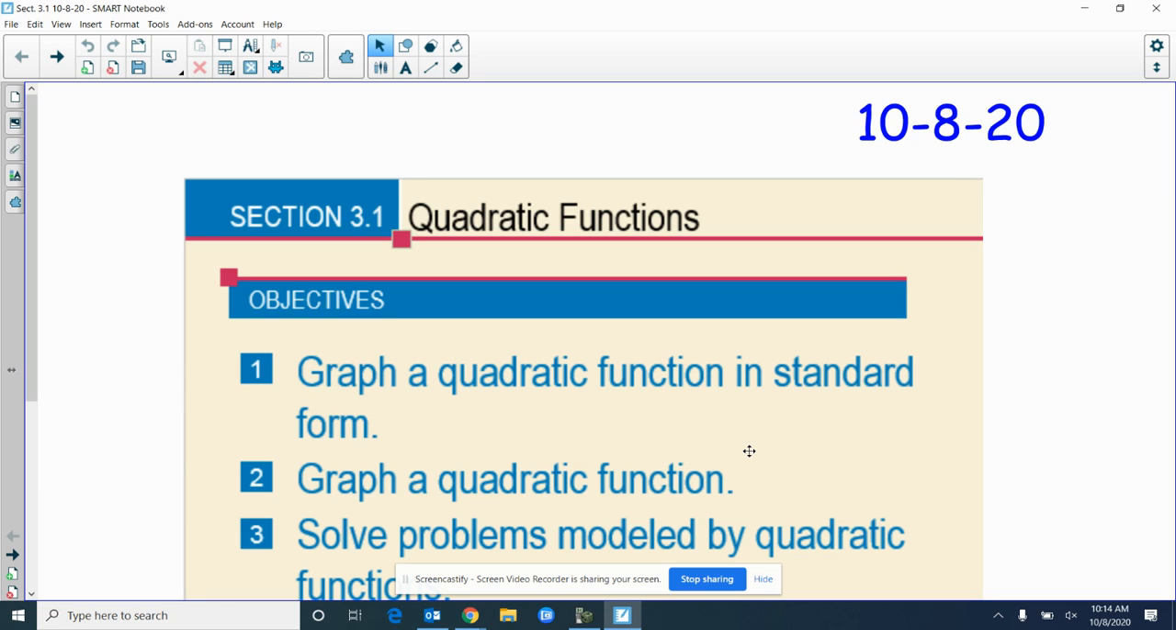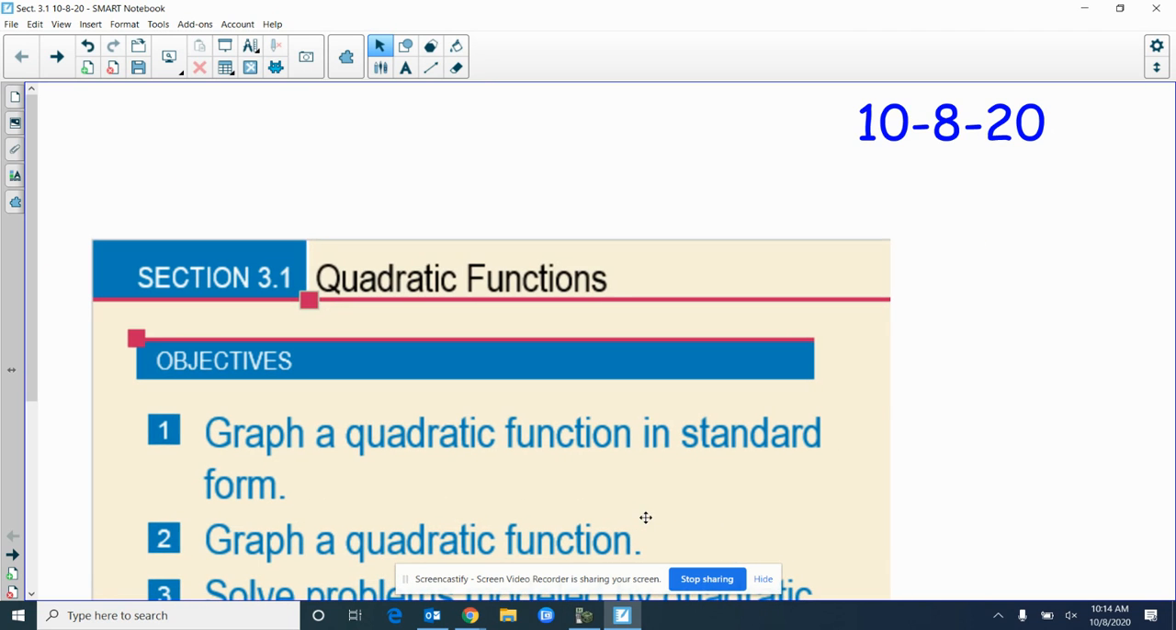If it's okay. All right, section 3.1. Got it. Didn't do that. What is it? 0307? 0307.